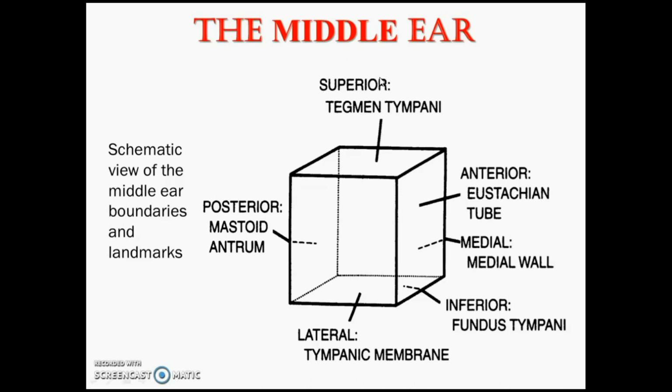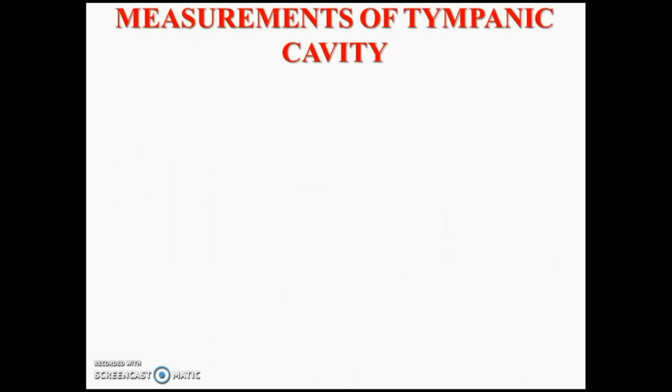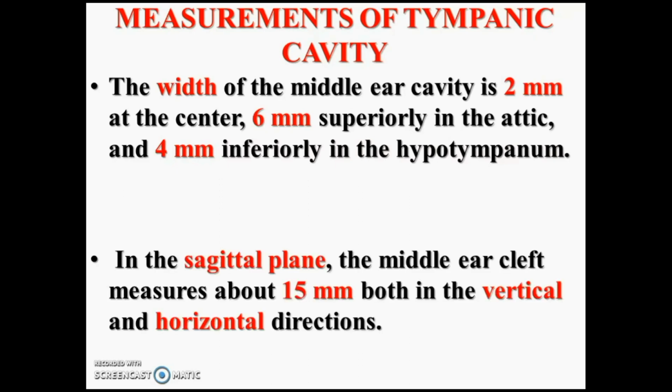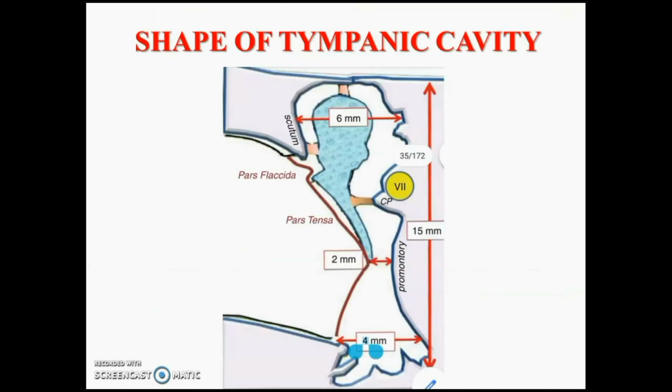The roof is formed by the tegmen tympani, the lateral wall by the tympanic membrane, and the floor by the jugular bulb. Anteriorly it has the petrous bone with the carotid artery, eustachian tube and tensor tympani muscle. Posteriorly is the mastoid antrum, and above the opening to the mastoid antrum is the aditus. Medially it has the internal ear. Coming to the measurements, the width of the middle ear cavity is 2 mm at the center, that is the mesotympanum, 6 mm in the attic or epitympanum, and 4 mm in the hypotympanum, whereas in the sagittal plane the vertical and anteroposterior length is around 15 millimeters.